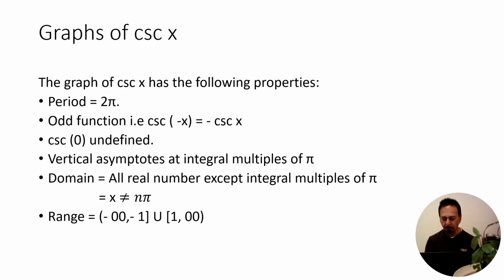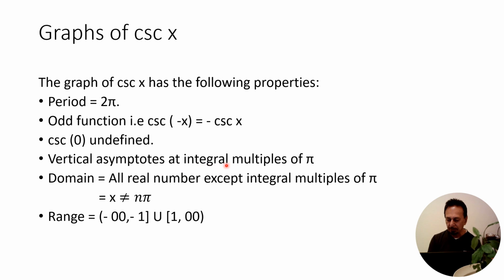Okay, so graphs of cosecant x. The graph of cosecant x has the following properties. Because remember, cosecant x is the reciprocal of sine x, and the period of sine x is 2 pi. So cosecant x has the same period, 2 pi. And sine is an odd function, so cosecant is also odd, which means cosecant of negative x equals negative cosecant x. Cosecant 0 is undefined because sine 0 is what? 0. So cosecant 0 is undefined.